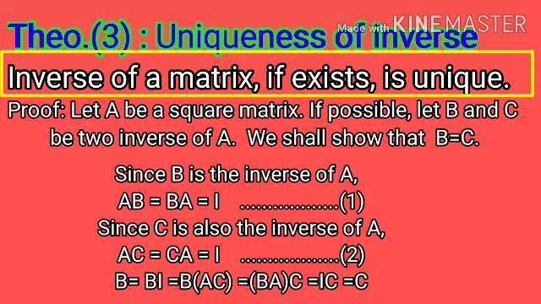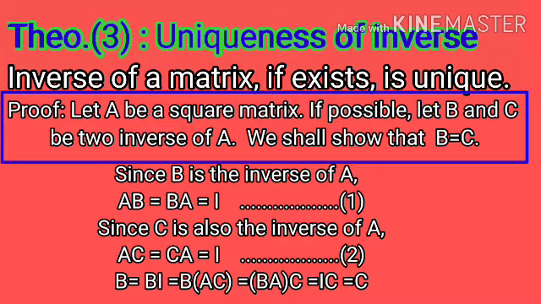Inverse of a square matrix, if it exists, is unique. Now, proof. Let A be a square matrix, and if possible, let B and C be two inverses of A. Then we shall now prove that B is equal to C. It means both inverses are equal.